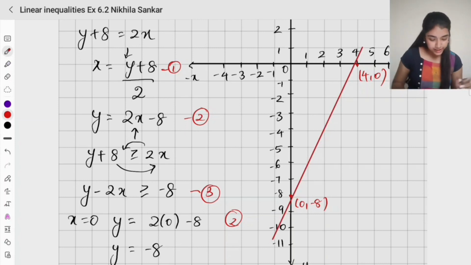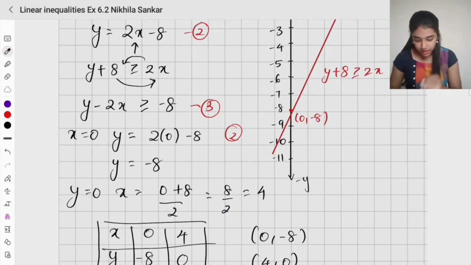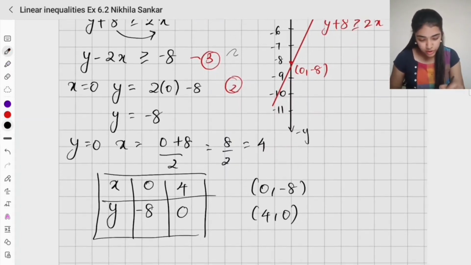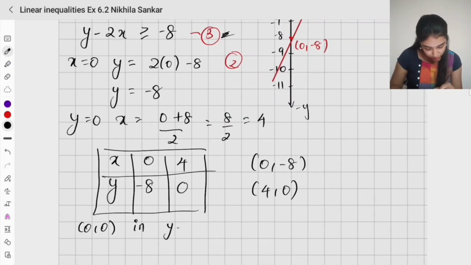So it is going to look like this. This is going to be y plus 8 greater than or equal to 2x. Now we have to check whether 0, 0 is included in the solution. I'm going to substitute it in equation 3. So 0, 0 in y minus 2x greater than or equal to minus 8.